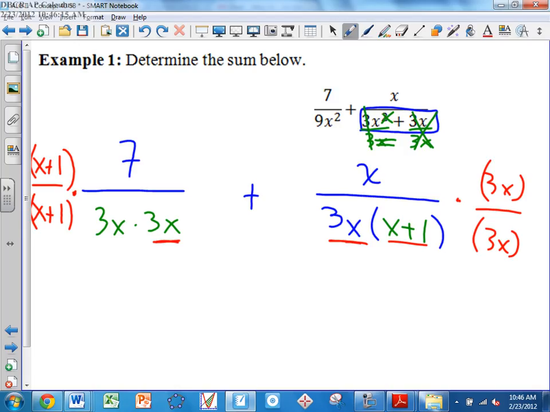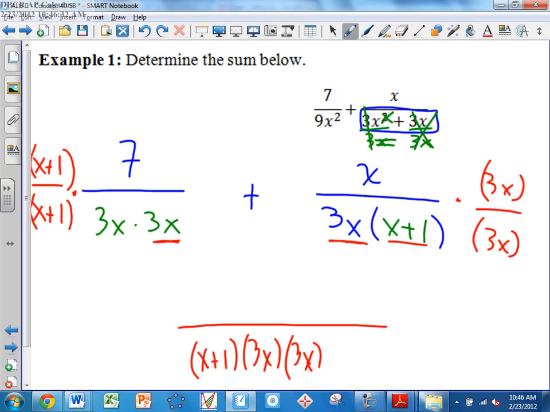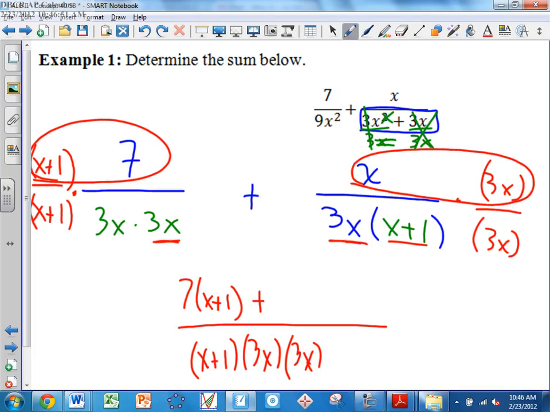And now look at your denominators. What do you notice? They're the same. So carry them down, please. On the next line, write one line with the same denominator. Okay, there's my denominator, and I'm leaving it in factor form. And you'll see why in a minute. Leave it in factor form. It's the same denominator. In the numerator, I've got a 7 times X plus 1 from over here. And I've got X times 3X, so plus X times 3X.